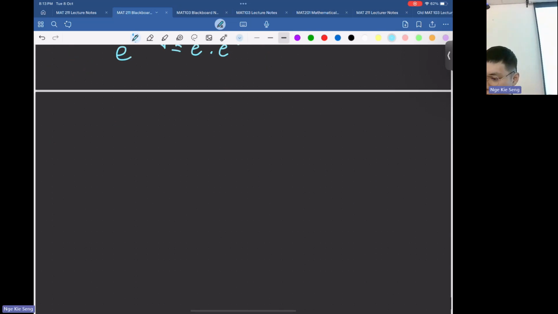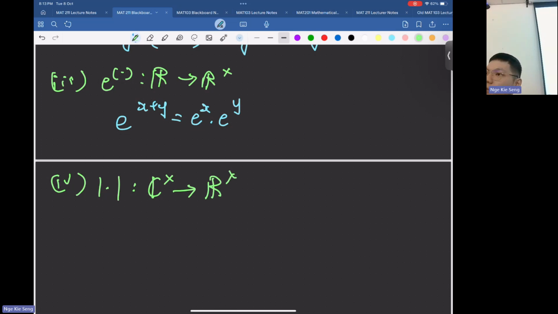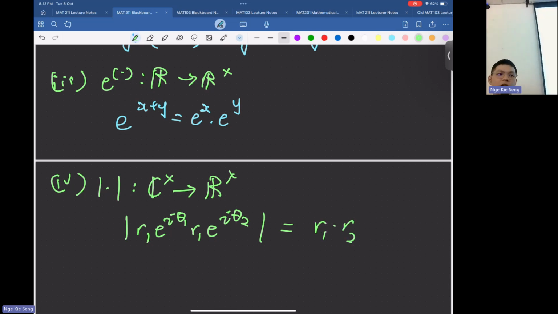Let's do something else first. So how about this one? Modulus. Modulus taking on a complex number such that you will get the length. Why is it a homomorphism? If you take two complex numbers together, what does this imply? You simply just take r1 dot r2.